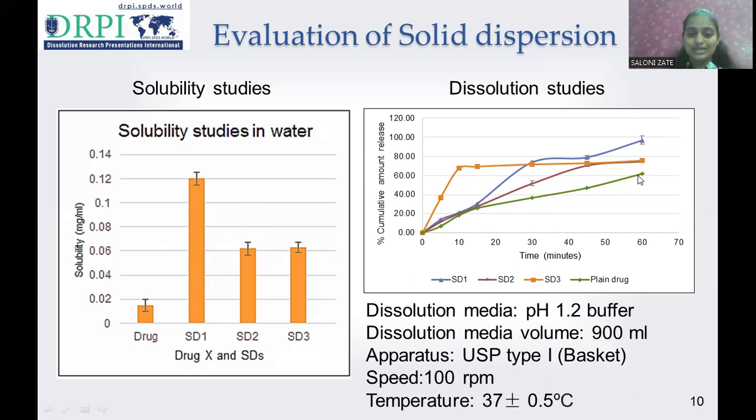From this graph, it is clear that the SD1 formulation enhanced the solubility of the drug more efficiently as compared to the other formulations. SD1 is shown in the blue colored line. And this formulation was selected for further optimization using the CCD model.